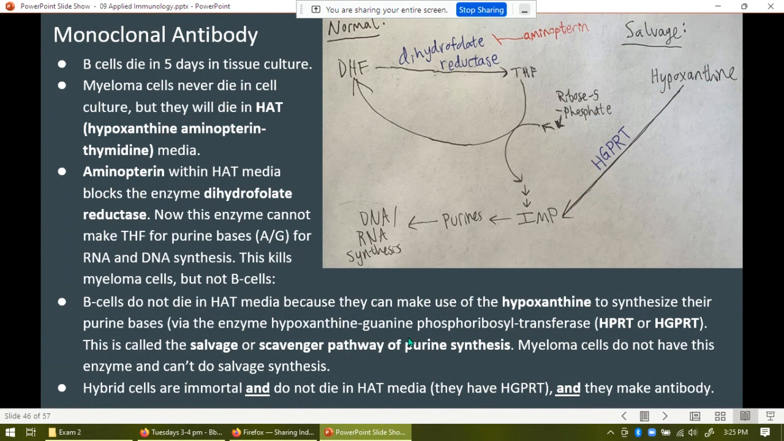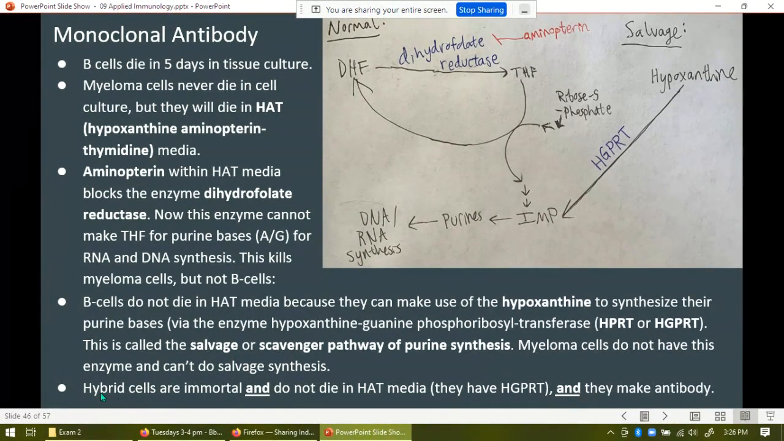So while you're waiting those 7 days, these myeloma cells are going to die because they can't make DNA or RNA. So they die within like a day or two, because you need RNA for the cell to survive, right? You have to constantly be turning over your proteins and such. So they're going to die in a few days. But plasma cells, remember, they die after 3 to 5 days. So they're not going to live either if you wait a week.